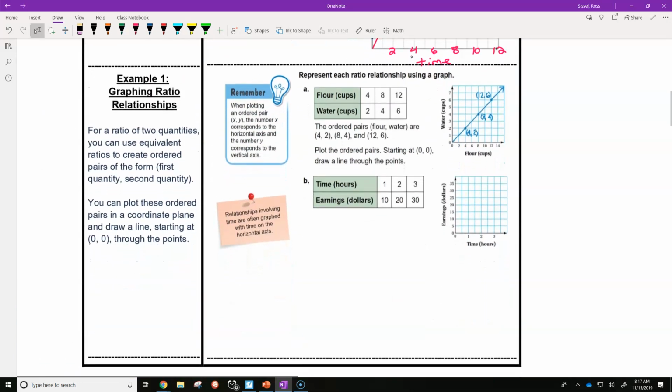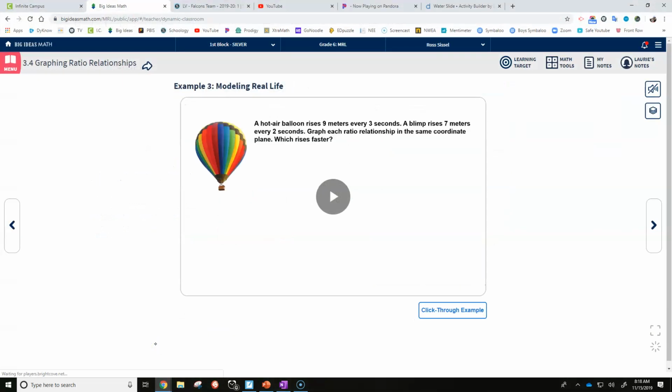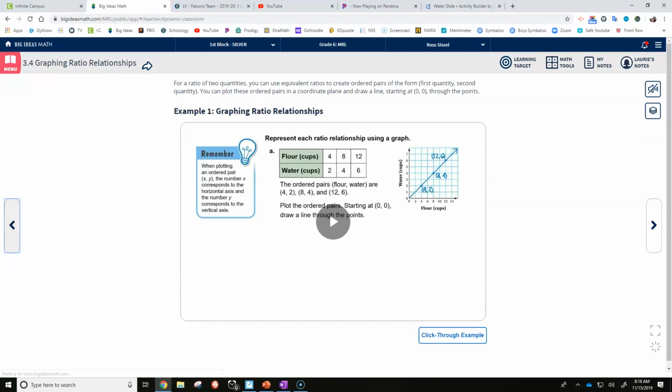All right. Example 1. We're going to open up our laptops here in a second. Let's get through example 1, and then I'm going to get it started. It says, example 1, graphing ratio relationships. For a ratio of 2 quantities, you can use equivalent ratios to create ordered pairs of the form first quantity to second quantity. Look in your notes. A is done for you. I want you to do B as we watch it in the video. Is everyone okay with that? Okay, so make sure you're paying close attention to it. I'm on example 3, not example 1. I'm 0 for like 3 today.